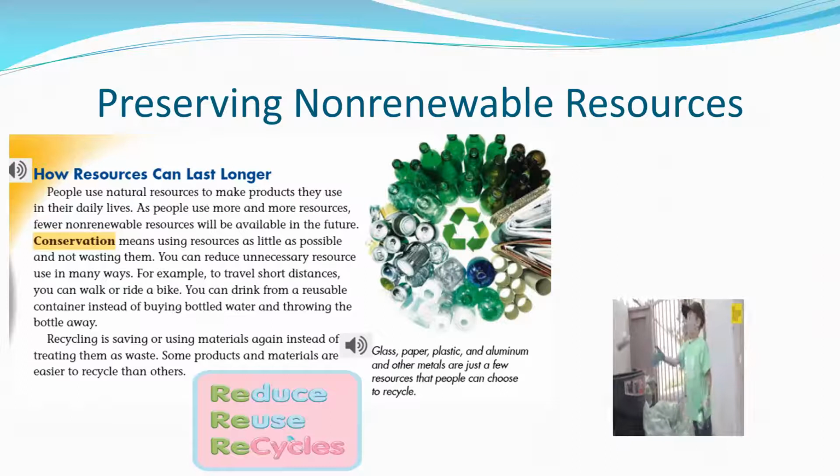Some products and materials are easier to recycle than others. Okay. Glass, paper, plastic, and aluminum are just a few resources that people can choose to recycle. And look at my little guy here. He's recycling cans.